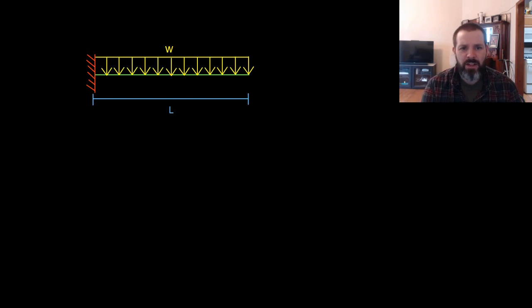Here we have the same cantilever beam with a linearly distributed load of W. In order for us to find the reaction forces, we need to find the resultant force. For a distributed load, the constant force is just W times L. The units of W are force per length. If we multiply it by the length, we end up with a force equal to WL.